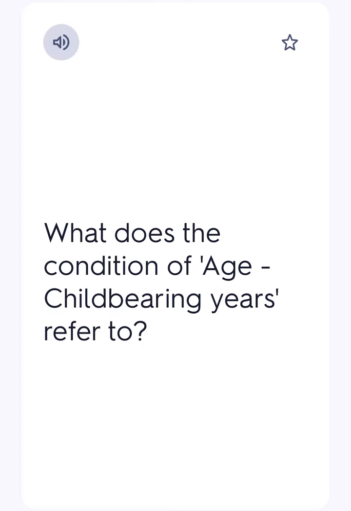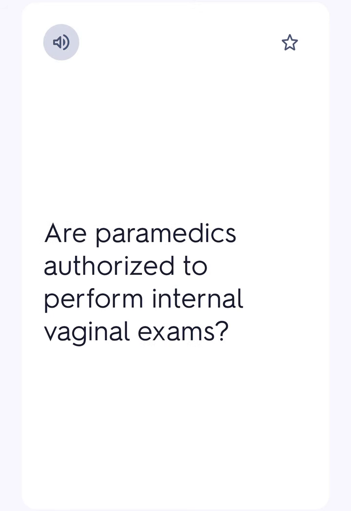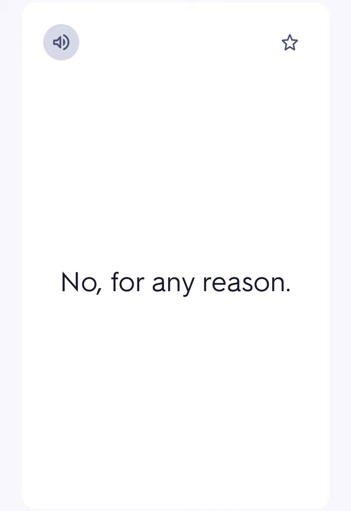What does the condition of age, childbearing years refer to? Approximate ages of 14 to 50 years. Are paramedics authorized to perform internal vaginal exams? No, for any reason.